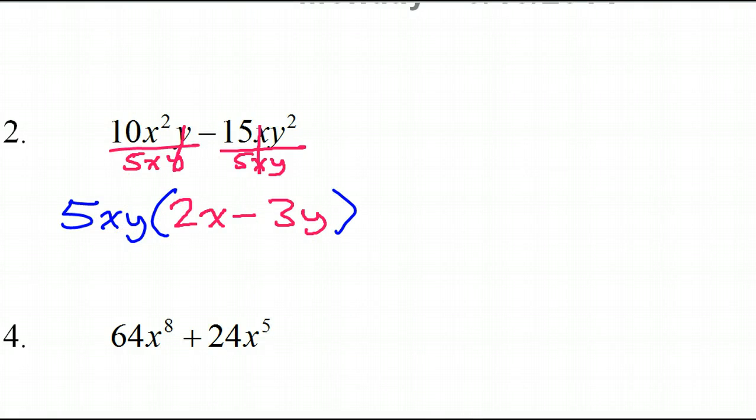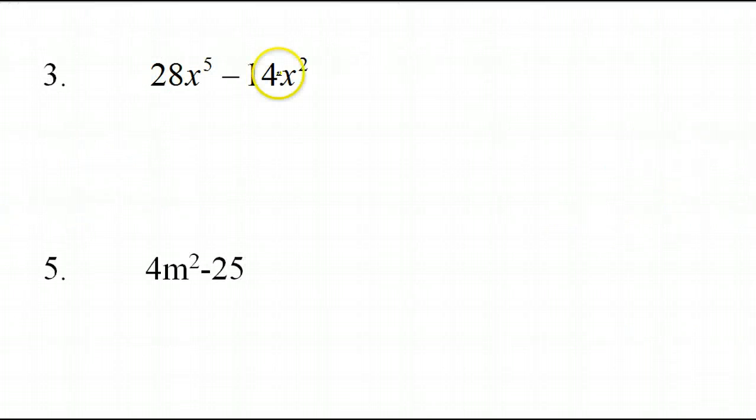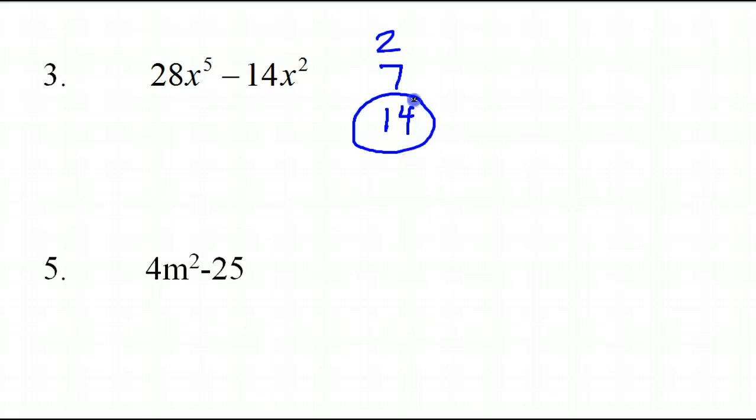How about number 3? So, looking at the 28 and the 14, 2 was a common factor, 7 was a common factor, but 14 is itself a common factor. And we have to use the 14 because that's the greatest common factor. So let's pull out that 14 and see what happens. Now, variable-wise, I'm going to go with x squared because that's the lesser amount.